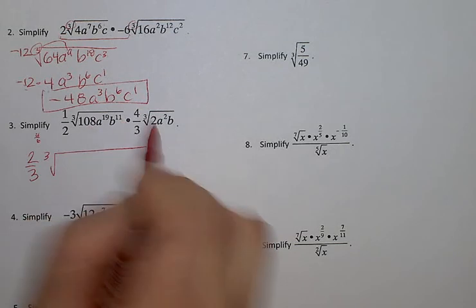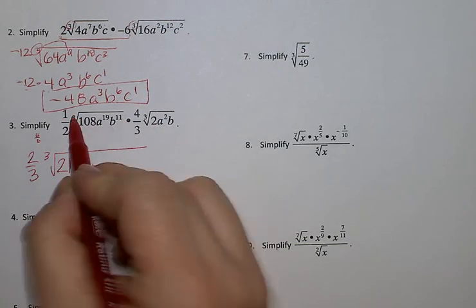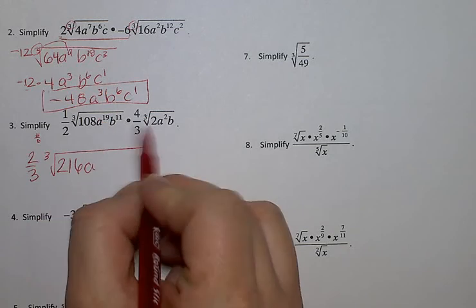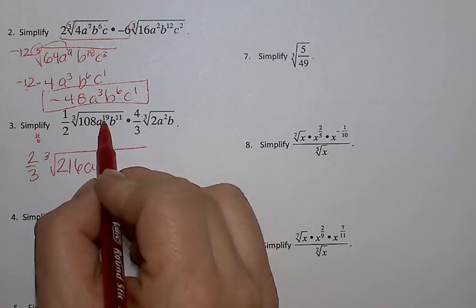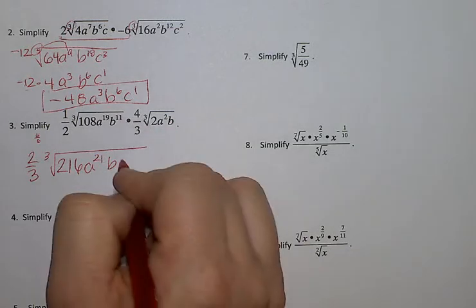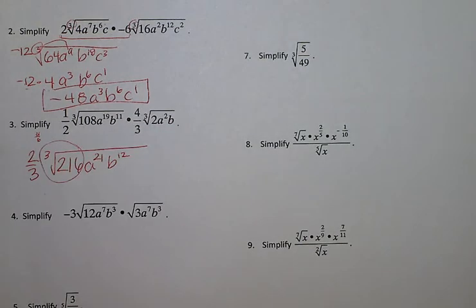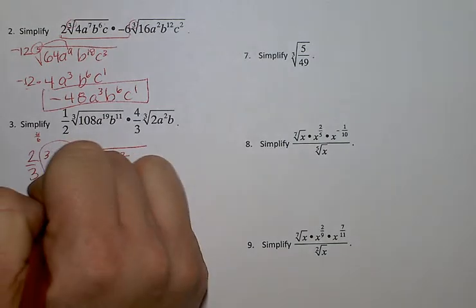108 times 2 is 216. Because you have the same nth root, we get to take the variables and add the exponents since we're multiplying. 19 plus 2 is 21. 11 plus 1 is 12. Okay, go to that chart. What does 216 match up with? So I have 2/3 times 6.